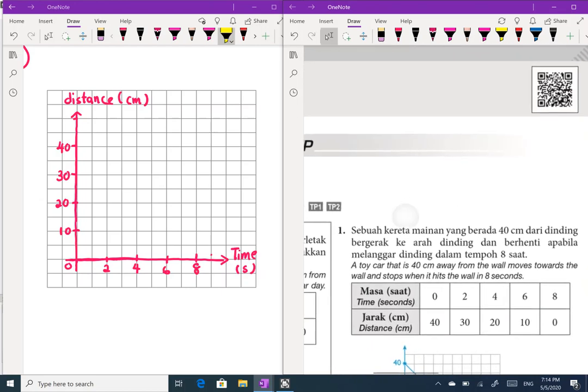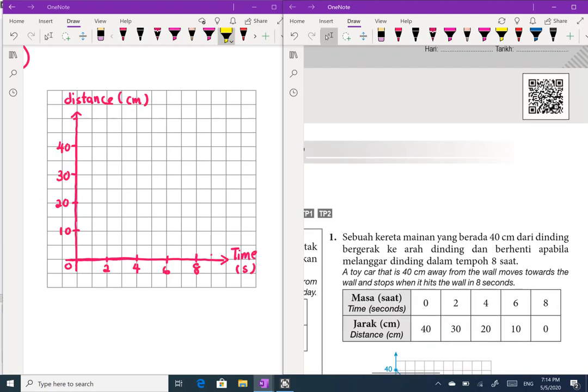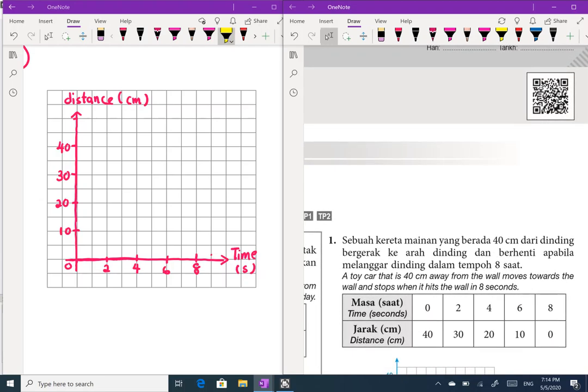The question asks you to draw a distance time graph. So I draw the scale first. 我先画了 scale 先。So the table gives you the time is 0, 2, 4, 6, 8. So I label the scale. 我就 table 给我这样子，那么我就 label 好，然后 distance is 10, 20, 30 and 40. So now I label the graph, okay?